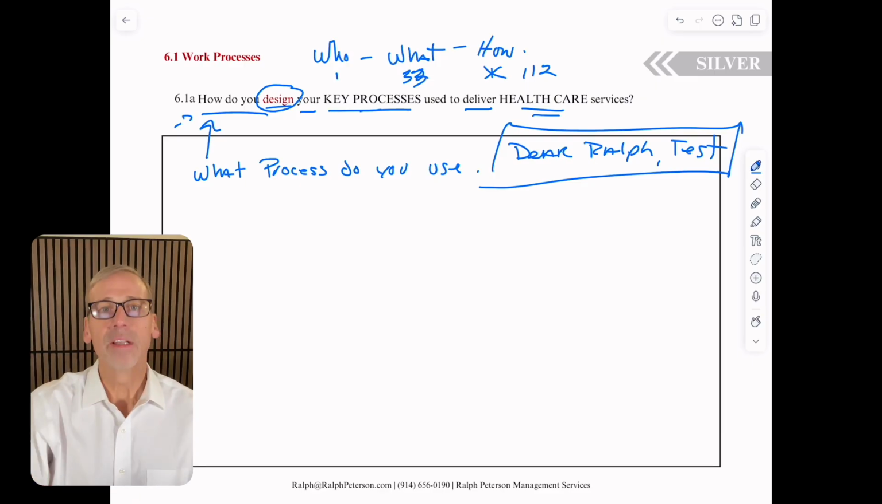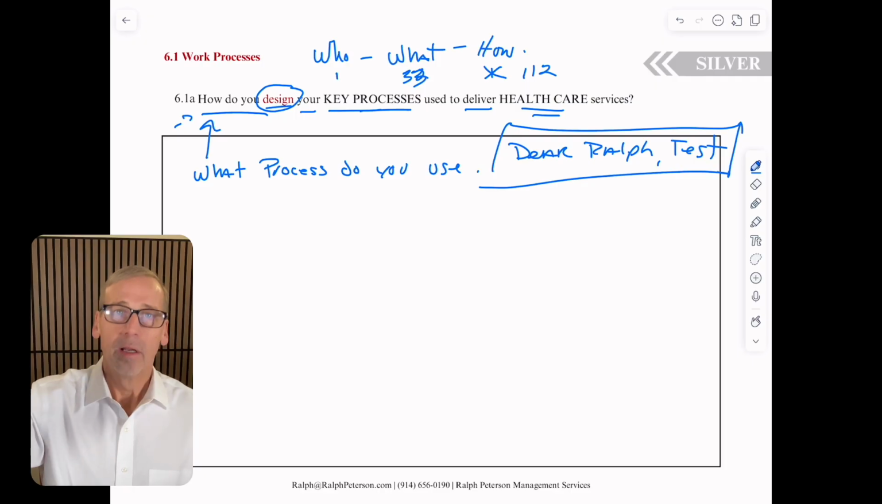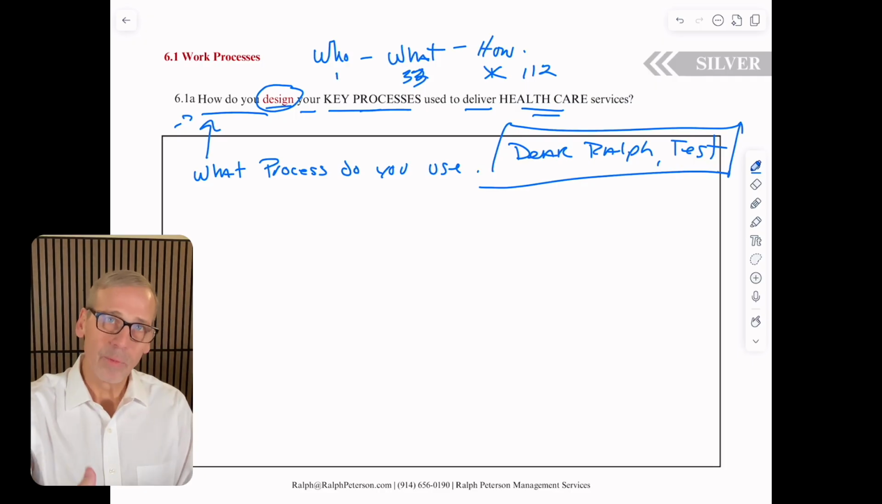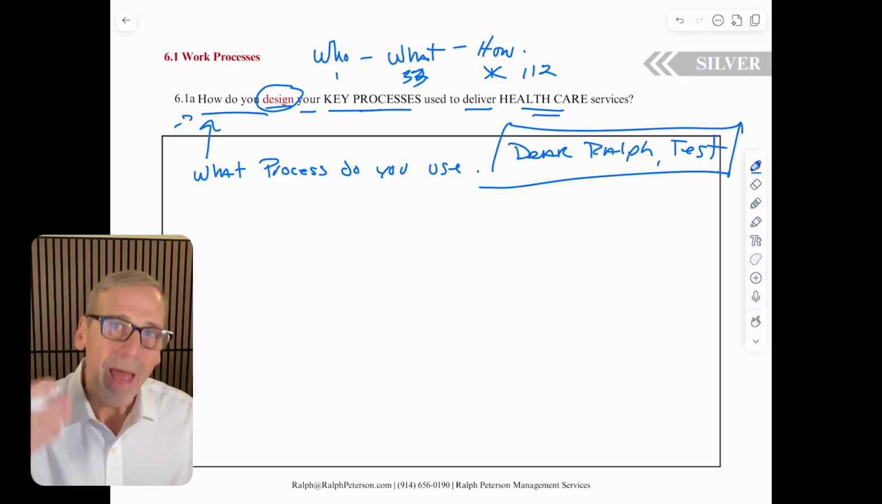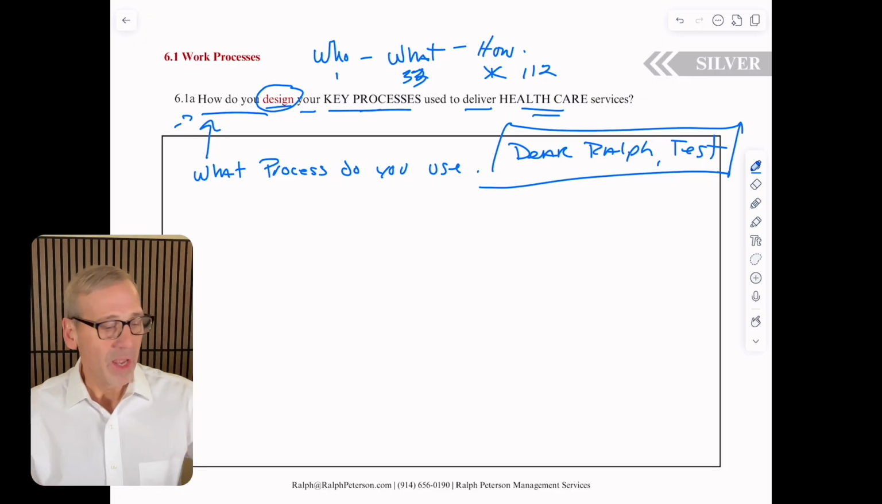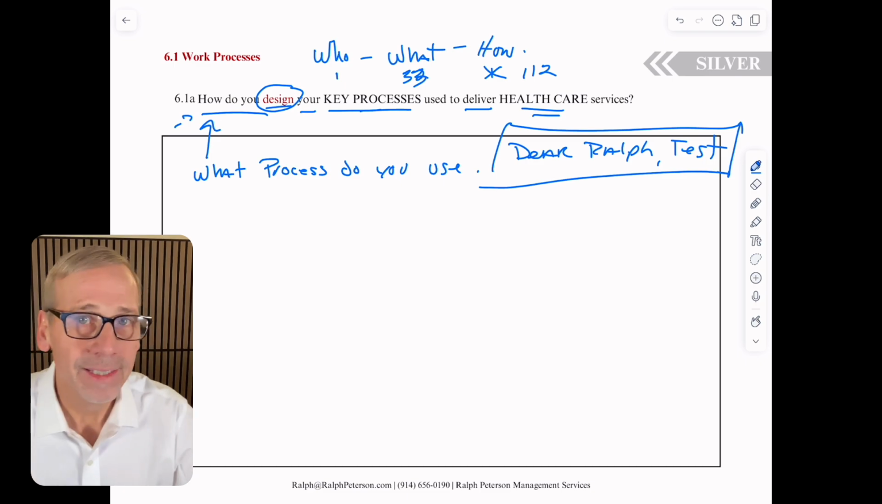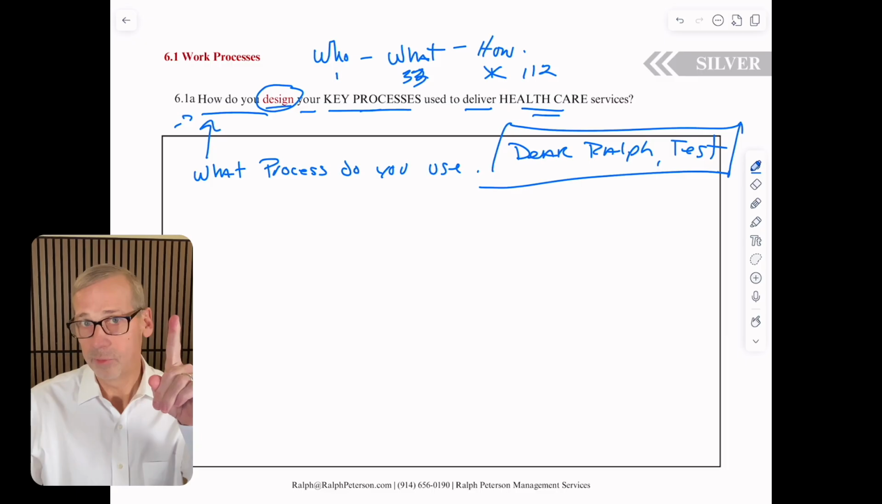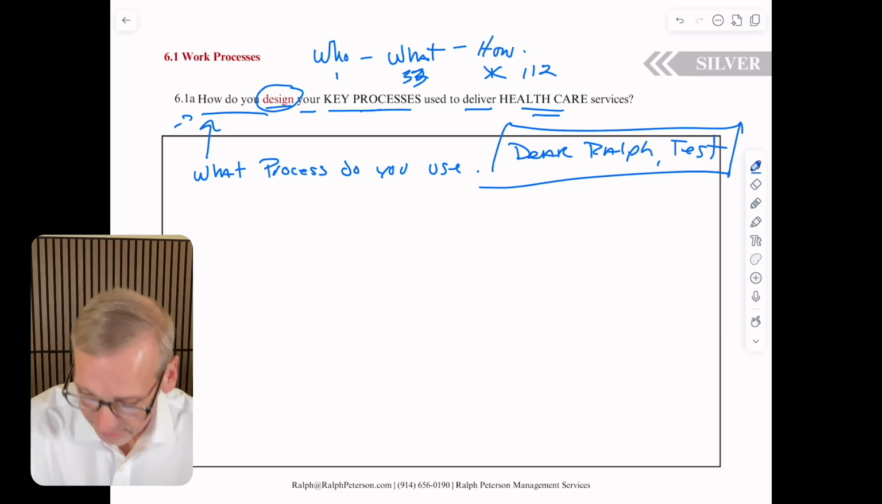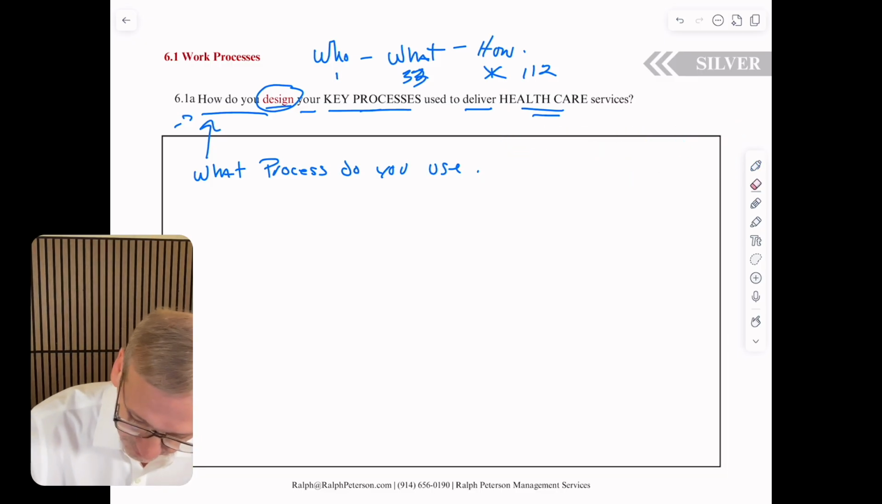And the test is, could I or anybody follow along with your answer and be able to reproduce what it is you're saying you produce without going back and seeing you? I shouldn't have to go and see you in order to make sense of any of this. Dear Ralph. It's a Dear Ralph test. Highly recommend it.